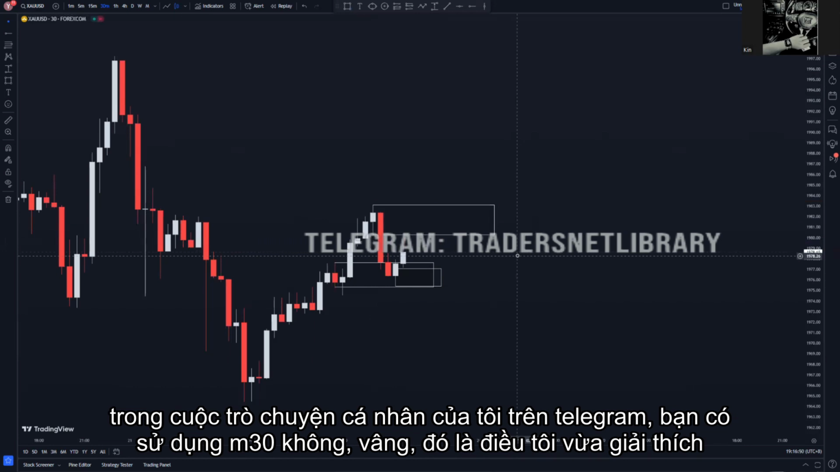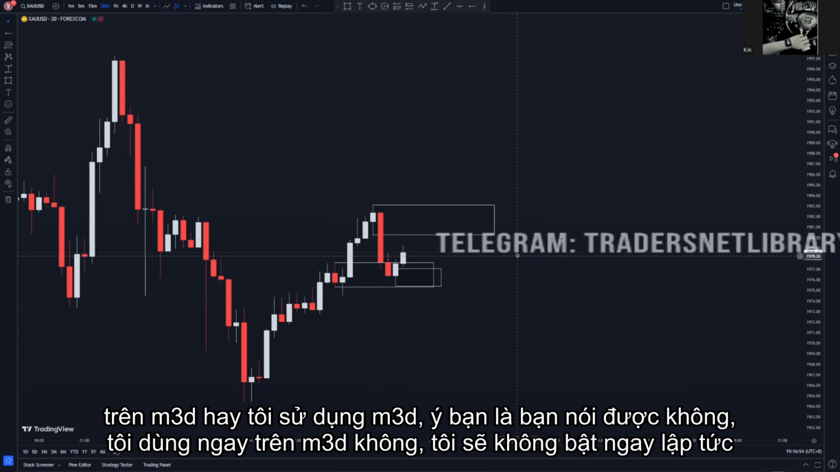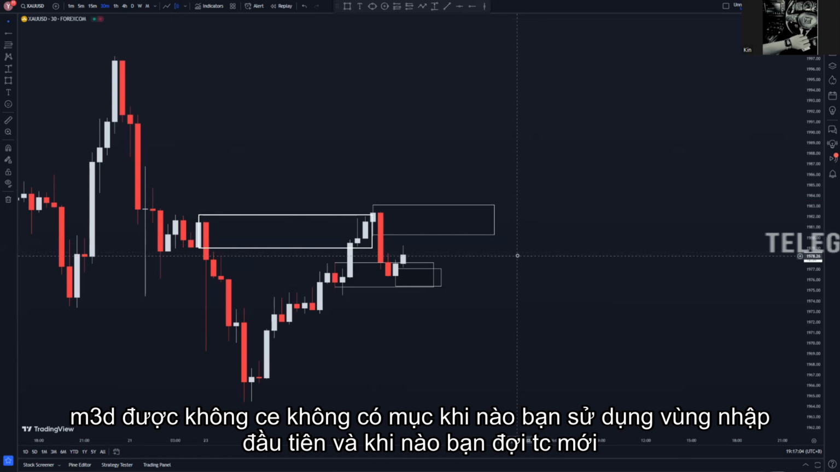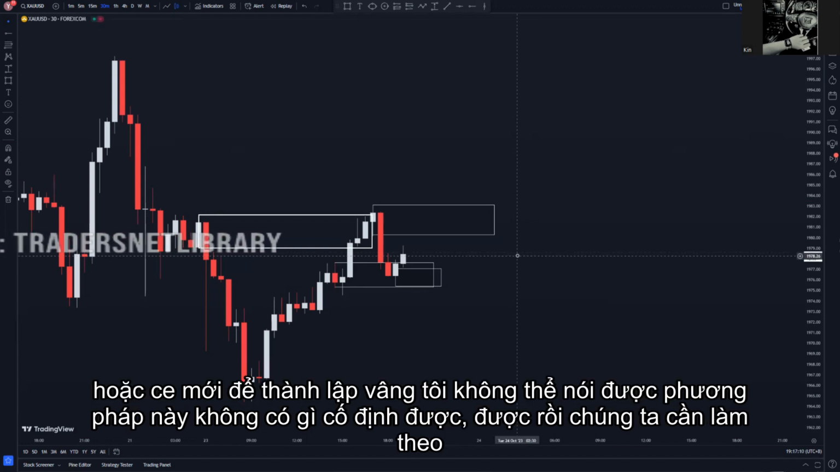Do you use M30 for? Yes, that's what I was explaining just now on M30. Do I instant on M30? No, I'm not gonna instant on M30. Okay, no CE, no entry. When do you use first entry zone, and when do you wait for the new TC or new CE to form? Yeah, I can't tell. This method, there is nothing that fixed.